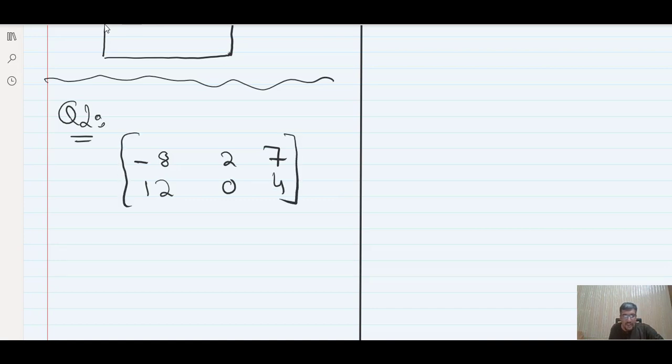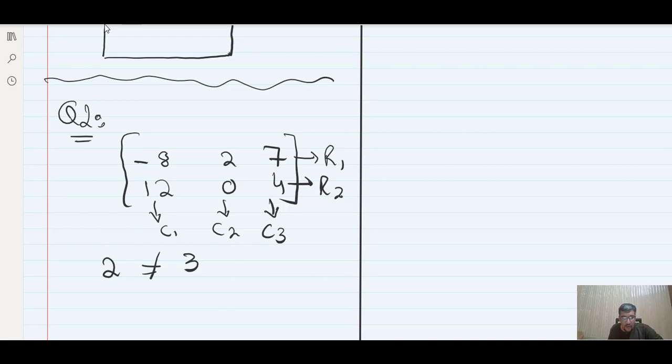So how many rows are there? Two rows are there, R1 and R2. How many columns are there? C1, C2, column 3, that is C3. So number of rows are 2 and columns are 3. They are not equal to each other, so it will be known as rectangular matrix. I hope you are clear about this.